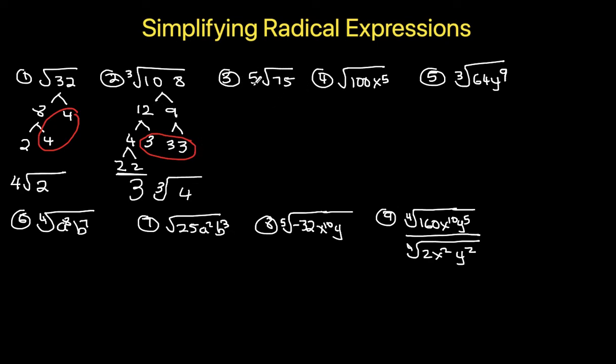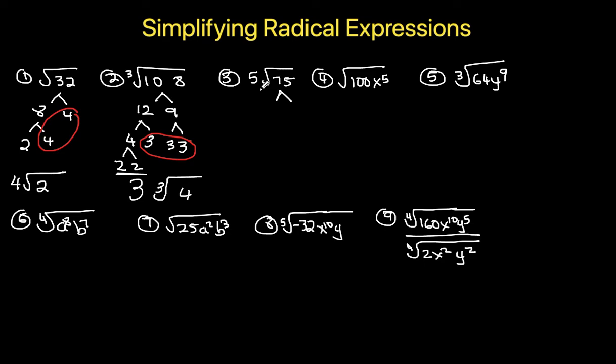Okay, number 3. What happens if you have a number here? You're just going to bring it down to the end. You're going to multiply this with whatever is going to come outside. So let me break down 75. I could do 15 times 5, or I could do 25, 25, let's see, 75 divided by 5 is 15.